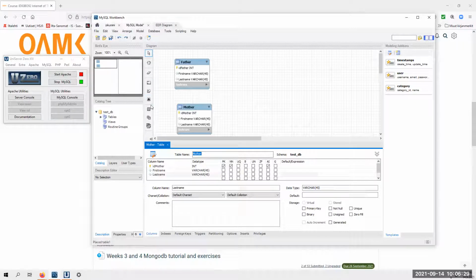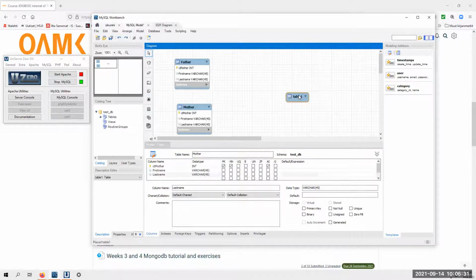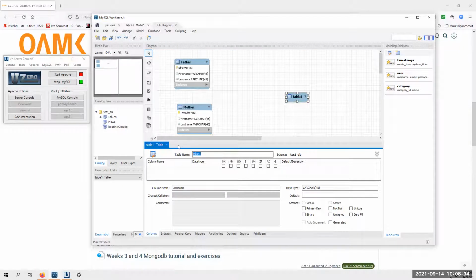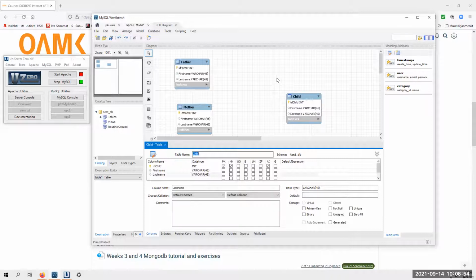And then we have a child table. So this is the primary key. Then again, this child has a first name and last name. Now, every child has one and only one biological father and one and only one biological mother. So the relationship is one-to-many.